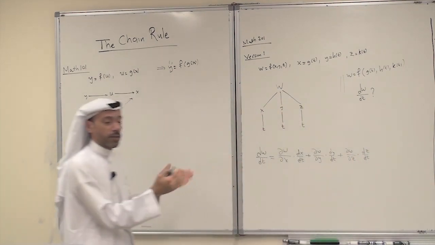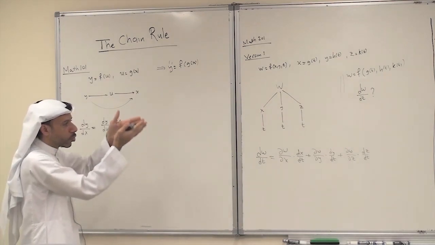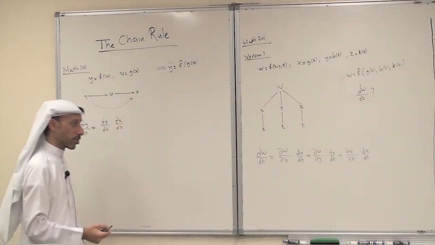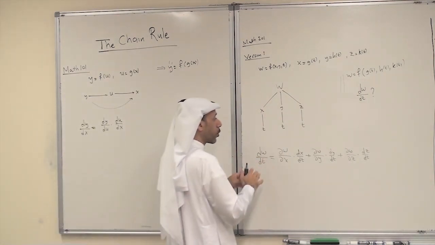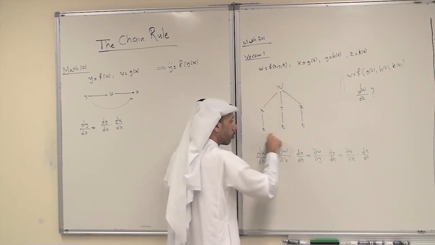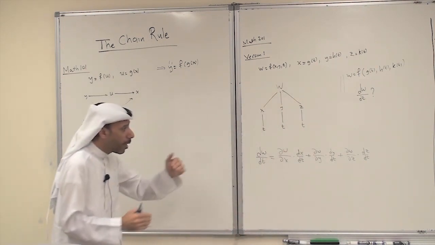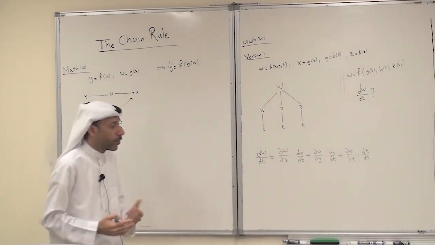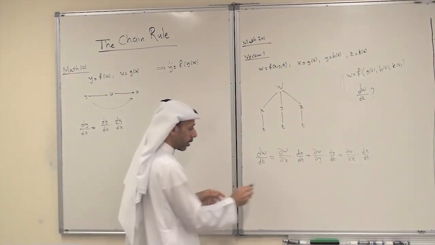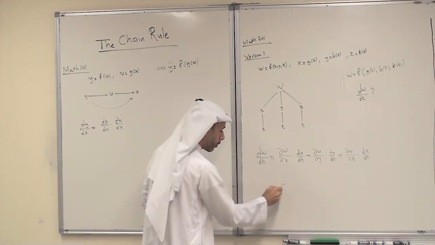So it is really applying the chain rule of Math 101 through three paths, three times. Okay. So this is the formula for the derivative of w with respect to t. Before we go to the second and third version, notice the notation here. We have d and then the partial.